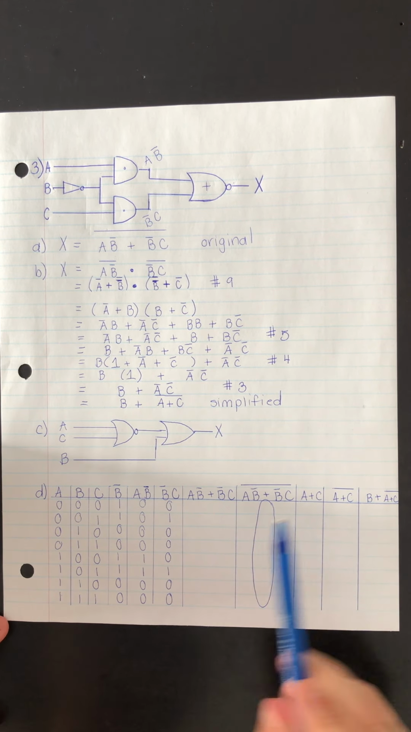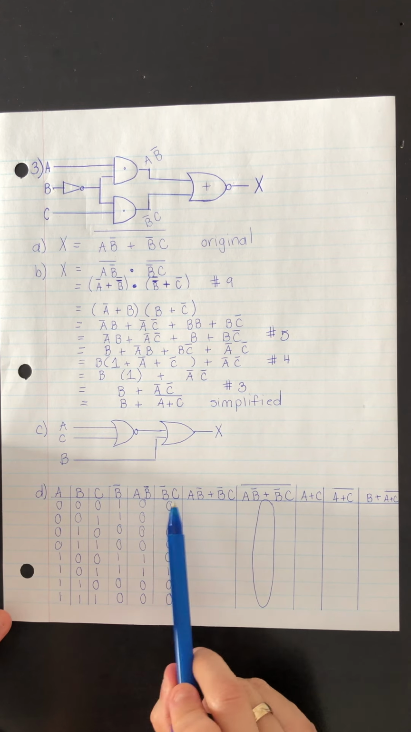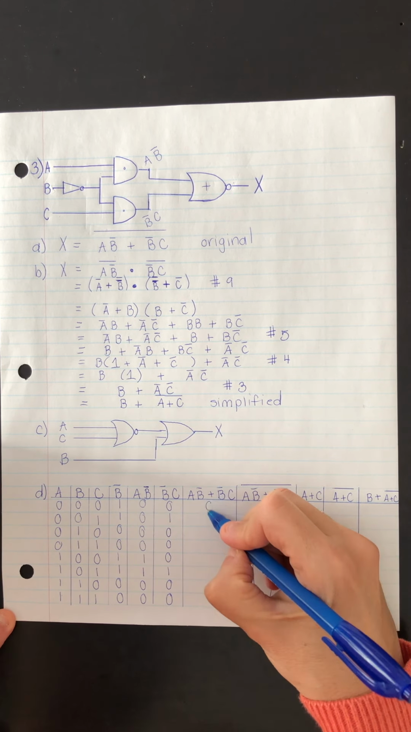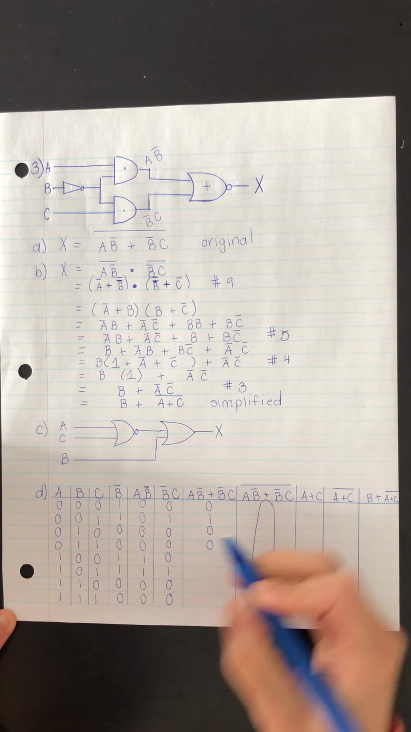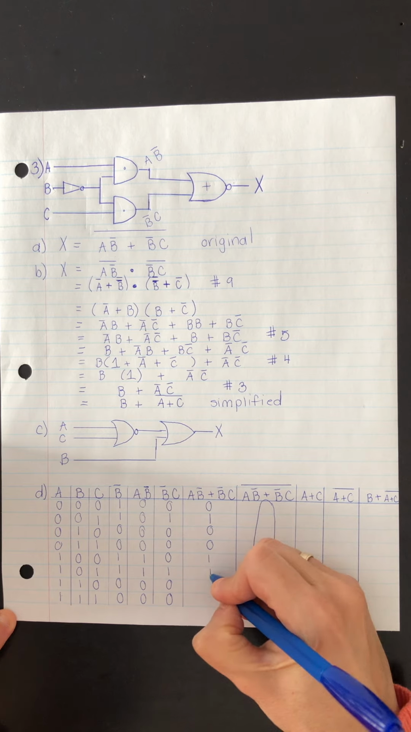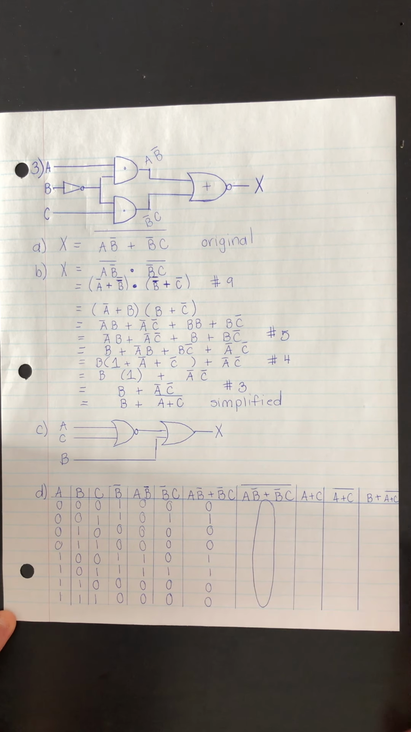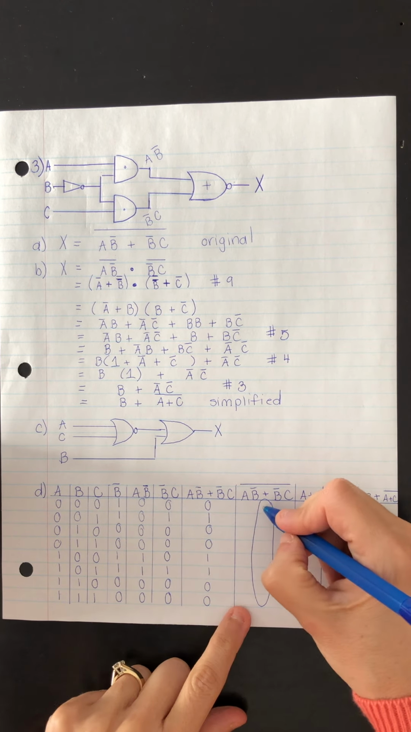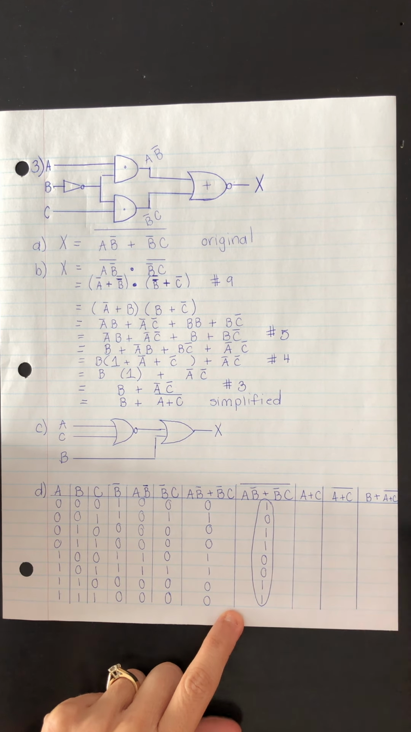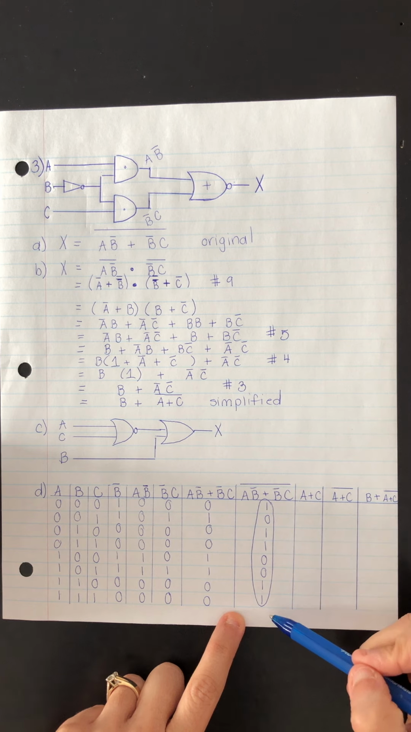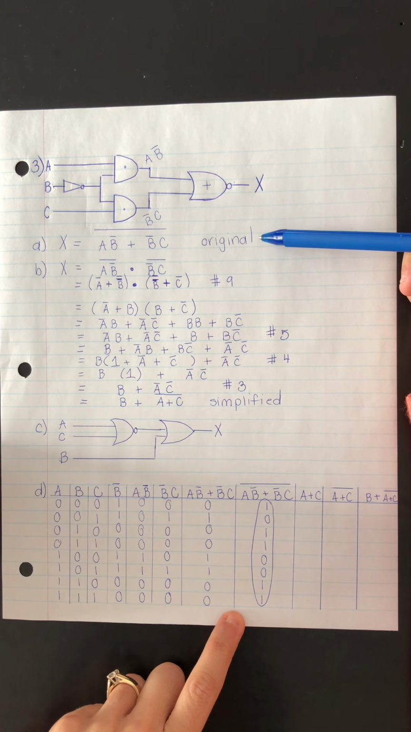Now I have to add those latter two columns, so adding here. So 0, 1, 0, 0, 1, 1, 0, 0. Like that. And then I have to invert that. 1, 0, 1, 1, 0, 0, 1, 1. Like that. So that's my final column for the original circuit.